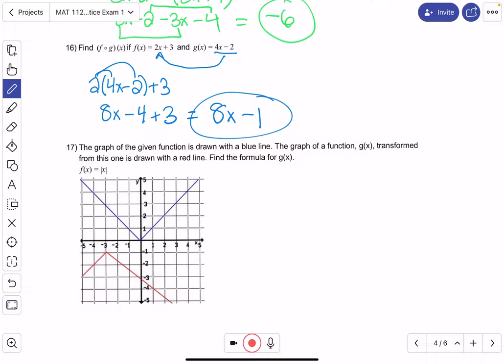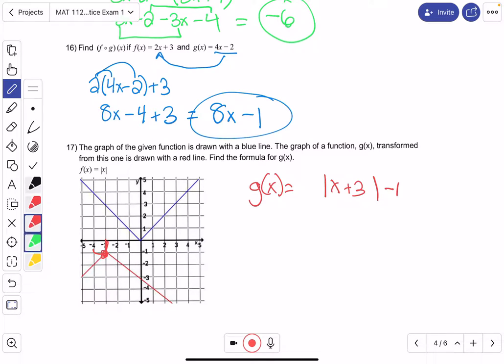Okay. Number 17, they give us the graph of absolute value in blue, and they want us to write the formula for the red one. So we know it's absolute value. So it's going to have to look something like this. The vertex went to the left 3, so we're going to put plus 3 inside the parentheses. We went down 1, so I'm going to put minus 1 outside.